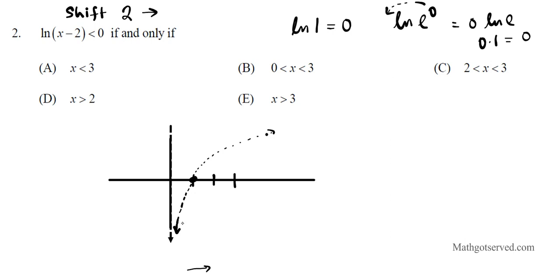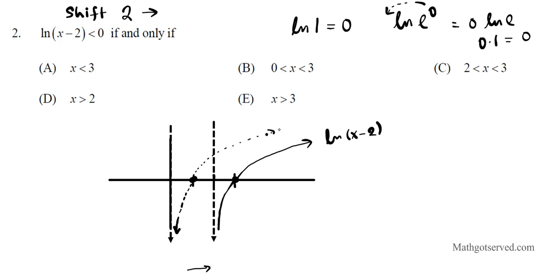This intercept will move 2 places to the right, so it goes 1, 2, right there. And guess what? This vertical asymptote is also going to shift 2 units to the right, 1, 2. So our new asymptote is going to be right here. Now this is what the translated graph is going to look like, something like this. This right here is ln of x minus 2.